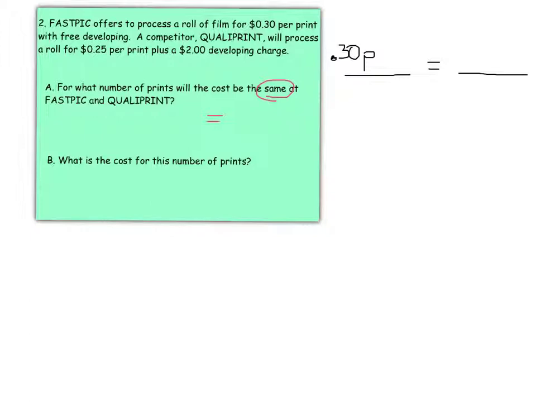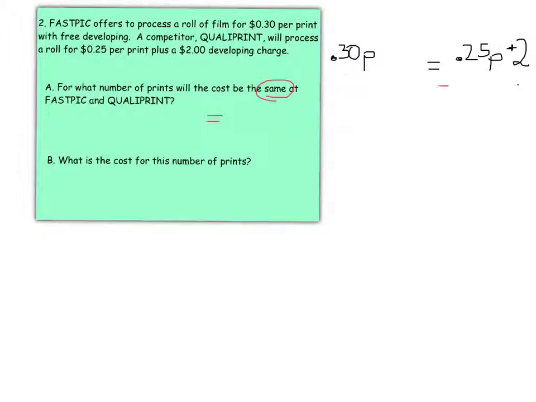The second company says 25 cents per print, so the word per tells us that we're going to be multiplying, because since I don't know how many prints I want, it's an unknown, so I can use a variable, plus that $2 of a development fee. So we have plus 2. So now that I have the equation, I see that I have one side versus the other side. So that means that you're going to be moving variable to variable.